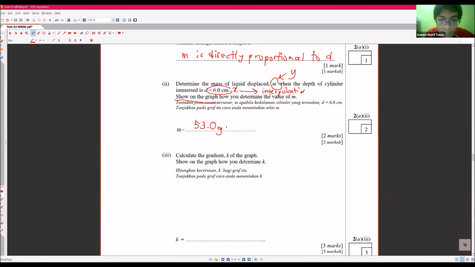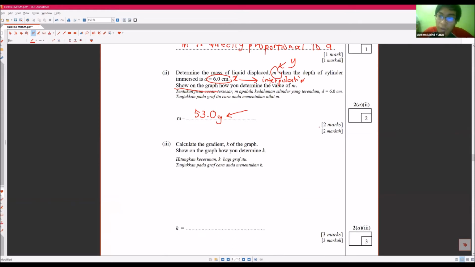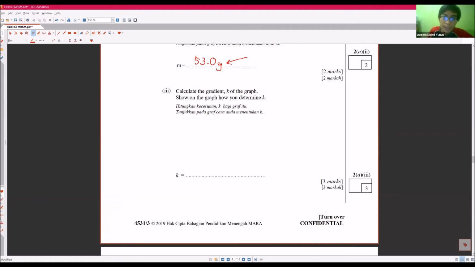This is very important, the units. Then we got 2 marks. First, showing the dashed line is 1 mark, and then the answer with the correct unit is another 1 mark. So for a total of 2 marks. So number 3, calculate the gradient.